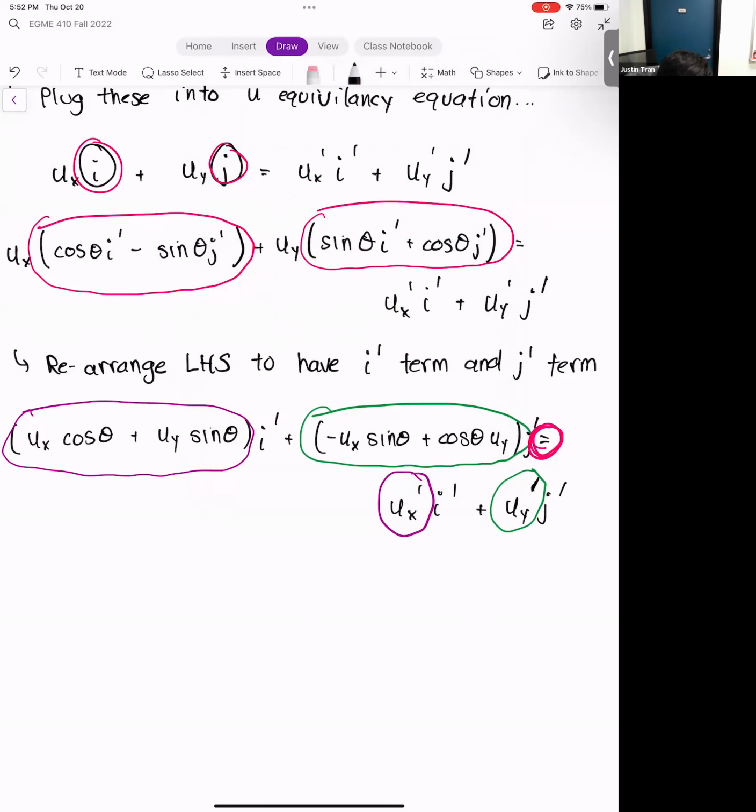Those two equations are going to be ux cosine theta plus uy sine theta is equal to ux prime. And then we have minus ux sine theta plus uy cosine theta is equal to uy prime. So those two equations have to be true in order for our bigger equation to be true as well. I basically just did some term matching. The terms that have the same either i prime or j prime, I just set them equal to each other.